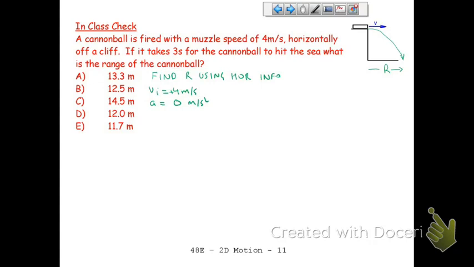Let's have a look. I want to find my delta x because my delta x is equal to R, which equals, I don't know. Need one more thing. Oh, it gives me time, doesn't it? Delta t is equal to 3 seconds. I think I've got everything I need. So I go along and say delta x is equal to vi delta t plus 1/2 a delta t squared.